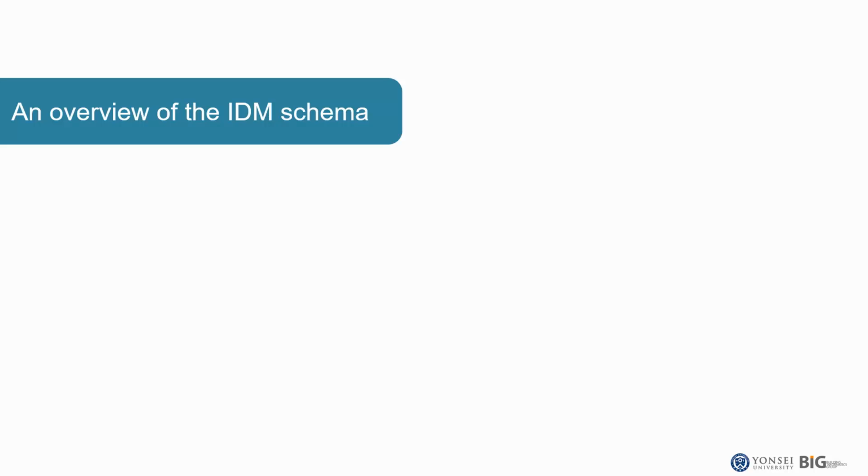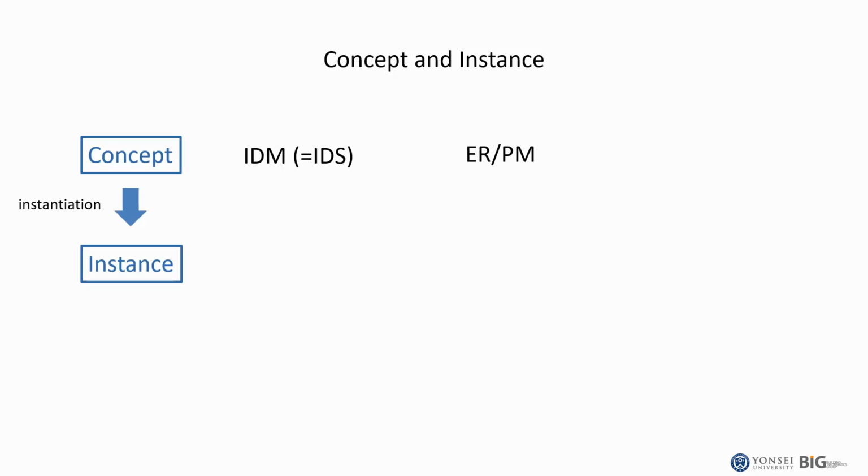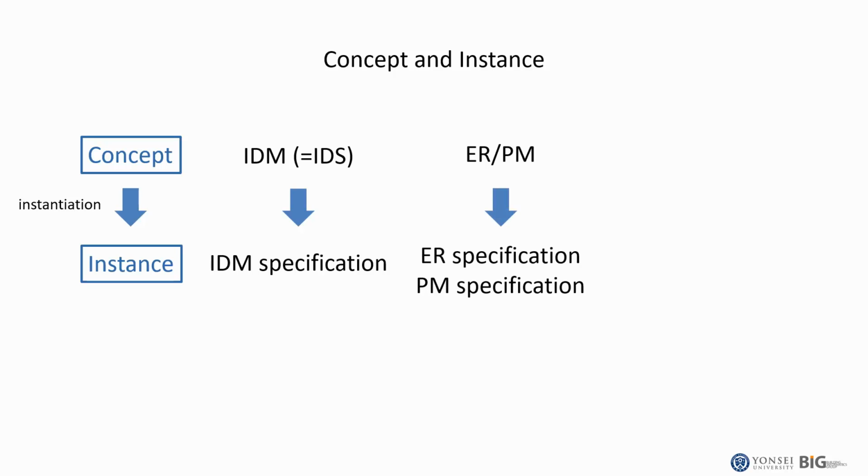So what does the IDM schema look like? In the IDM schema, IDM documents are referred to as IDM specifications, and ER and PM documents are referred to as ER and PM specifications. So in terms of data schema, IDM, ER, and PM are concepts, and the documents or the specifications are the instances.